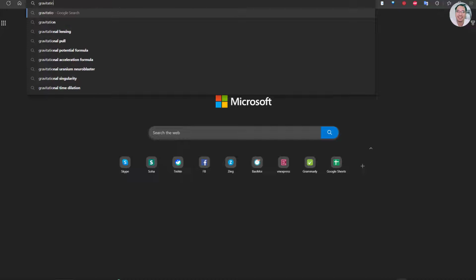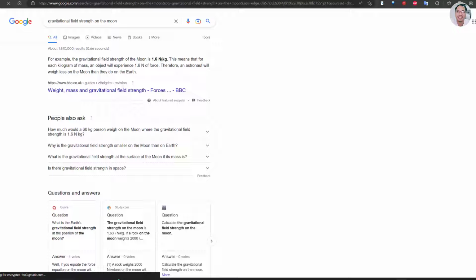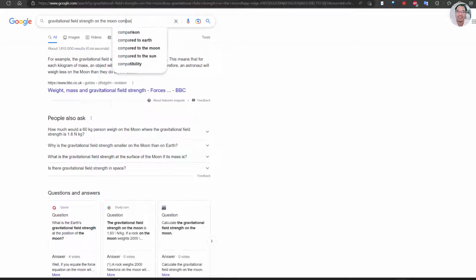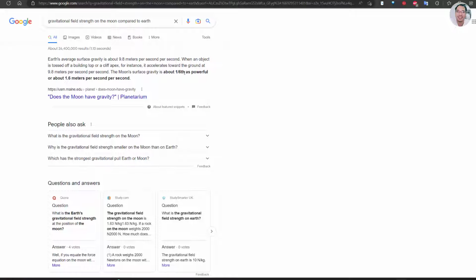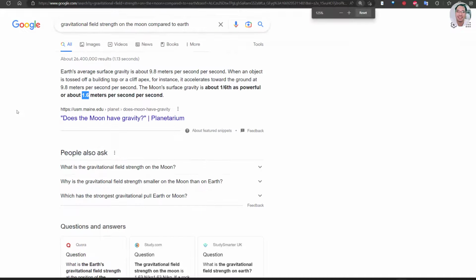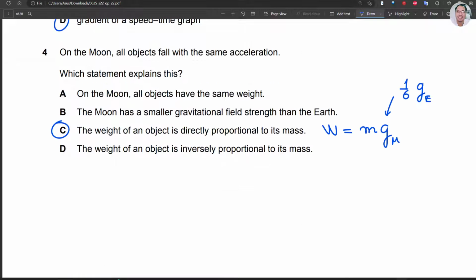Gravitational field strength on the Moon is about 1/6 of Earth's, and its value is about 1.6. Okay. So do I need to know that for my test? No, you don't need to remember the specific value like that.